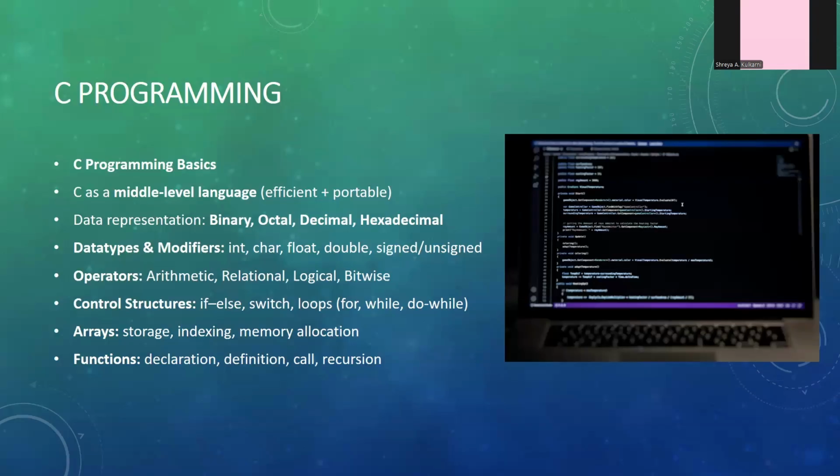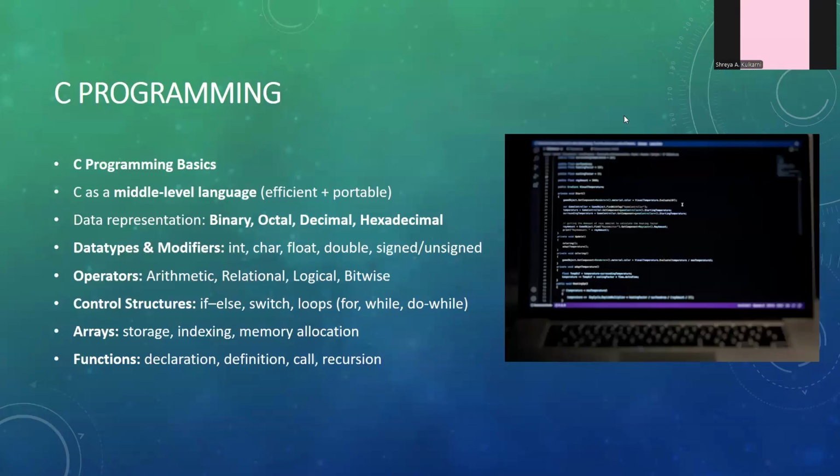Then we moved on to operators. In operators, we saw arithmetic, logical, relational, and bitwise. Arithmetic includes plus, minus, multiplication, division, etc. And relational includes less than, greater than, equal to, not equal to, etc. Then logical is not, and, or. Then bitwise operators, bitwise and, bitwise or, XOR, etc.